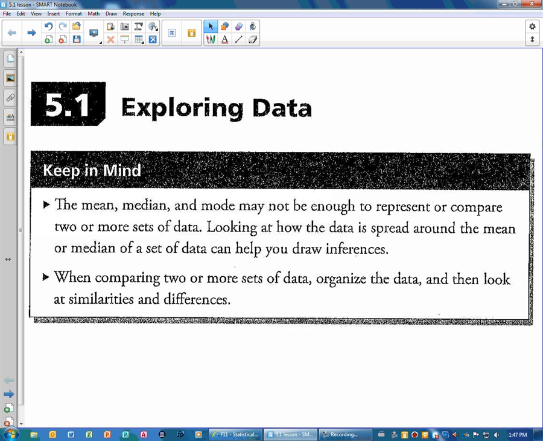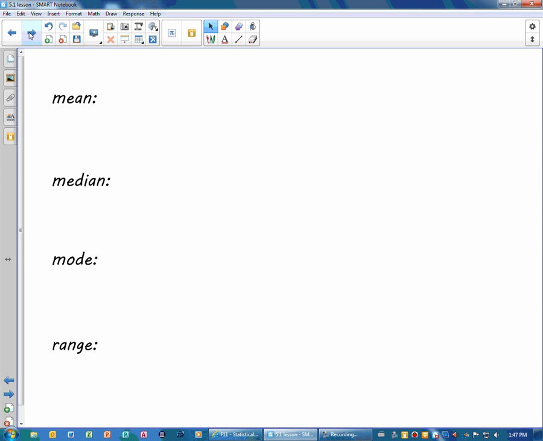And then it says when comparing two or more sets of data, organize the data and then look at similarities and differences. Okay, so I thought it would be a good idea just one more time to go through the definitions of these four words. You had to calculate these in your getting started, but I thought it was worth going over again. Remember, you can always pause the video if you want to take notes and get all of this information down.